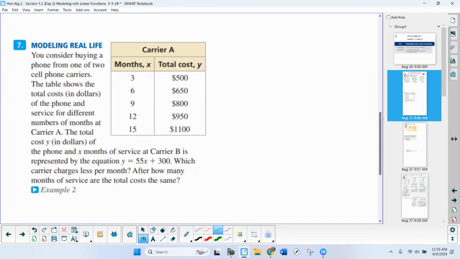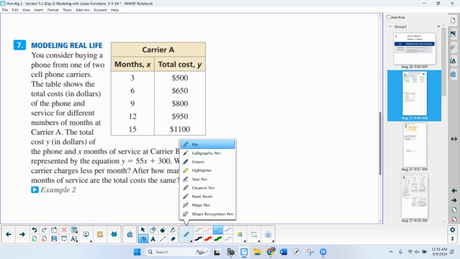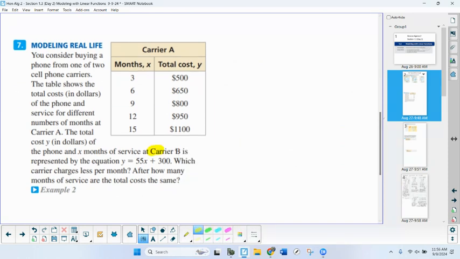This one was the whole, here is carrier B. Carrier B is down here. This is carrier A. So pick 2 of those points, find the slope, find the y-intercept. When you did it for carrier B, you got that y equals 55x plus 300. y equals 55x plus 300.